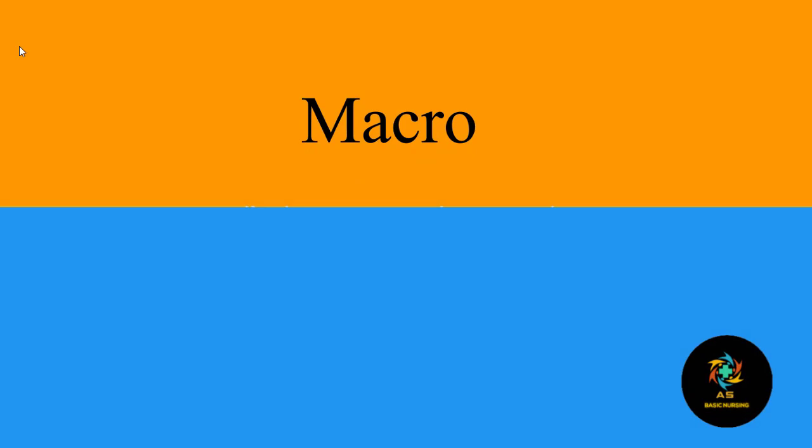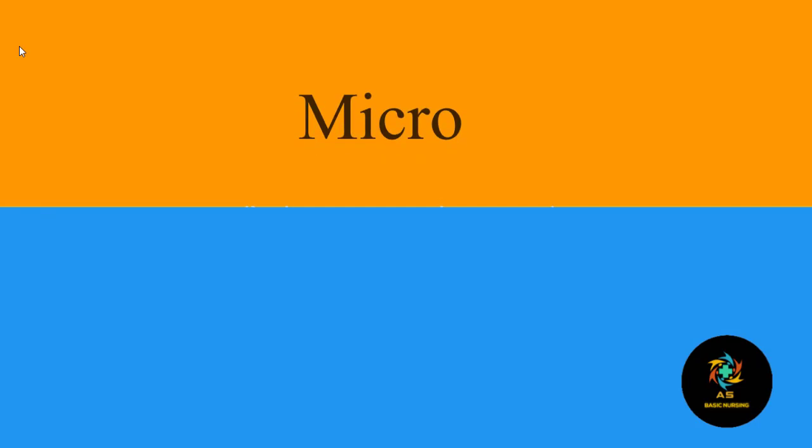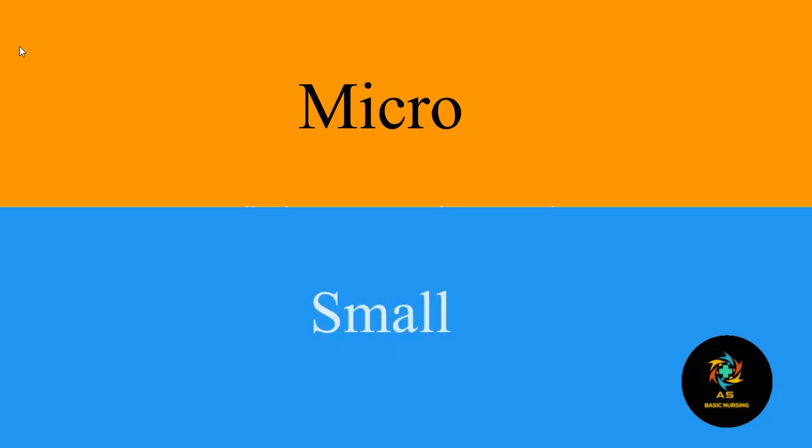Macro is our next test word, meaning large. Example, macromolecules, which means large molecules. Micro is our next practical test word, meaning small. You had it right. Hooray! Example, we have micromolecules.